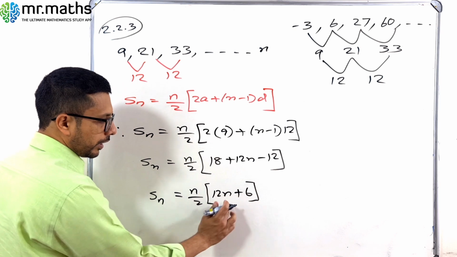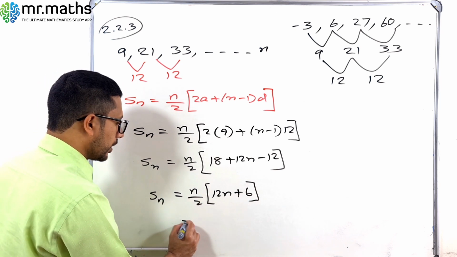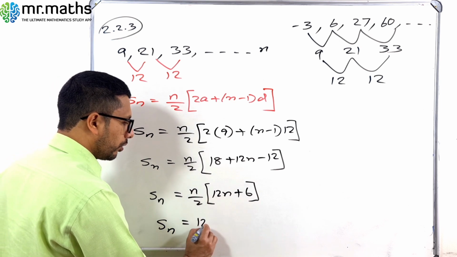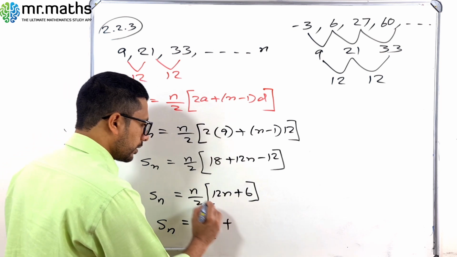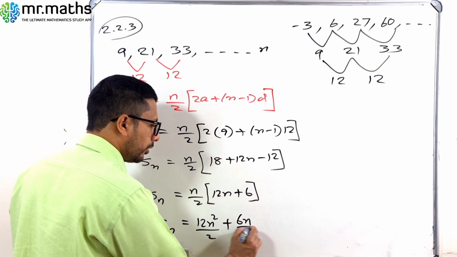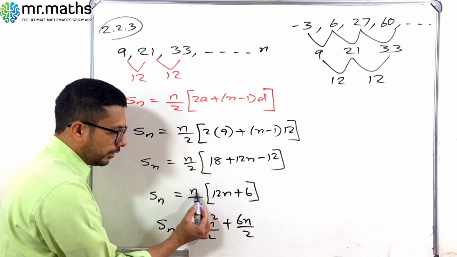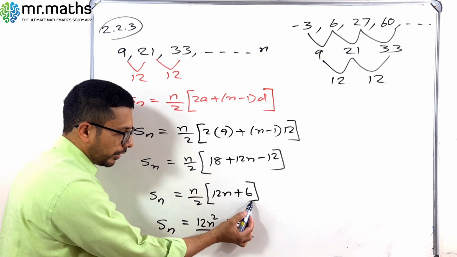Now we can expand this bracket. N by 2 into 12n. So what is that one? N into n is n square. So it is 12n square divided by 2. Then plus n into 6 is 6n divided by 2, don't forget that 2. N into 6 is 6n. N into 12n is 12n square. Then this divided by 2, this divided by 2.